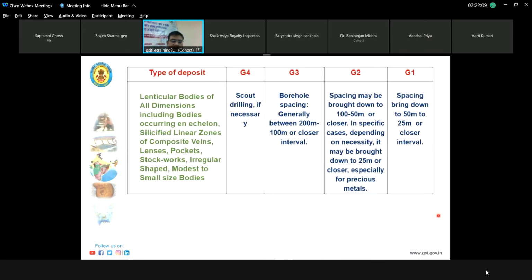So this is for lenticular bodies of all dimensions, including bodies occurring at ancillary, silicified, linear zones, composite veins, lenses, pockets, etc. Scout drilling as necessary, and for boreholes, it is a 200 to 100 meter closure interval. It is a lenticular body, that's why. And in G2 it is 100 to 50 meter, and in G1 it is 50 to 25 meter closure interval. It depends upon the judicious utilization of your money and also the geological knowledge of the geologist.